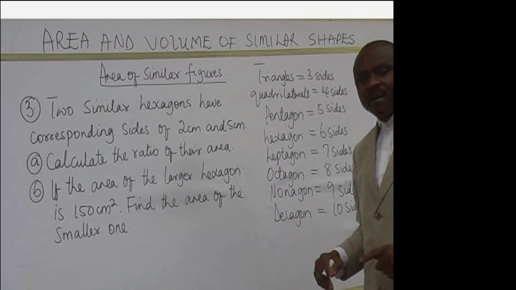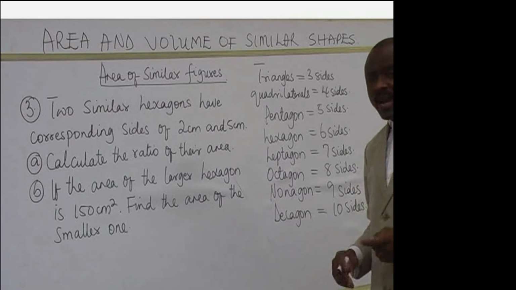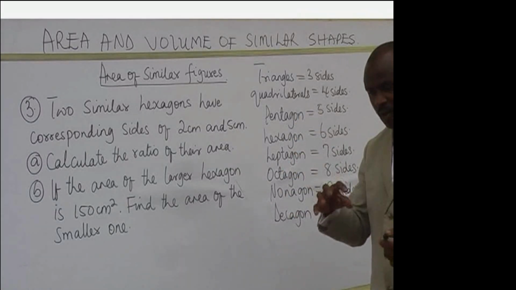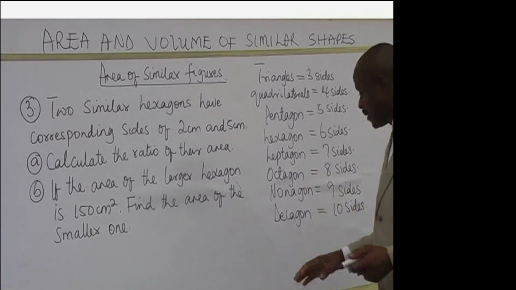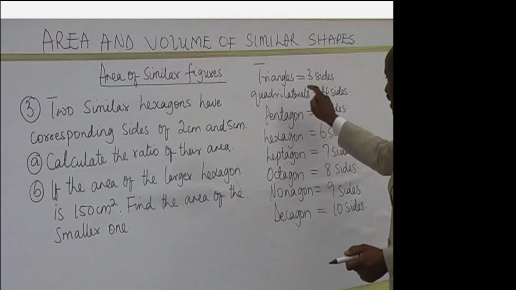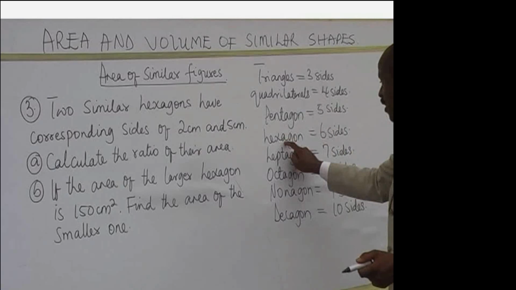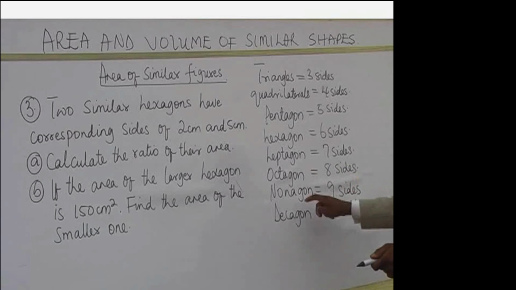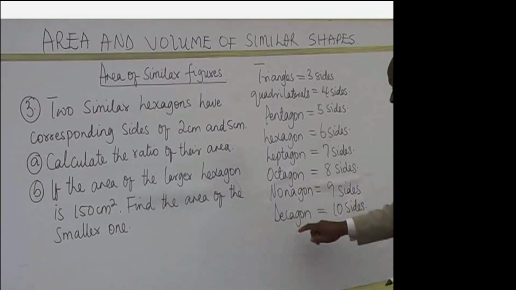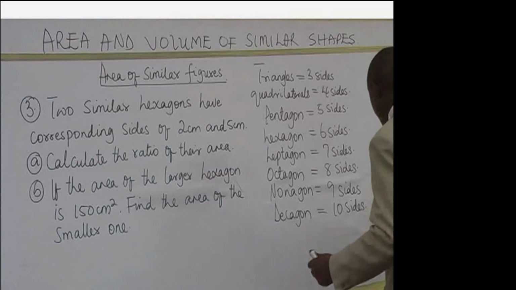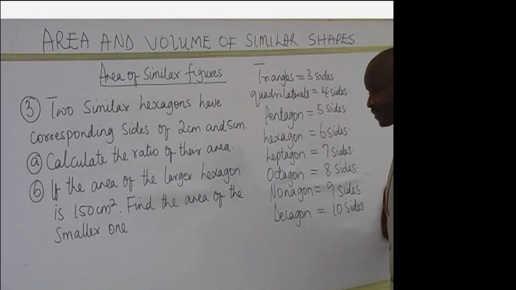There can be figures that have 11 sides, 1 million sides, 300 sides. It's possible. But in calculation, as far as O level is concerned, memorize this. Triangle, 3 sides. Quadrilateral, 4 sides. Pentagon, 5 sides. Hexagon, 6 sides. Heptagon, 7 sides. Octagon, 8 sides. Nonagon, 9 sides. And decagon, 10 sides. Please memorize it. I'm going to clean this off because it is not part of what we are doing. I hope you have memorized it.